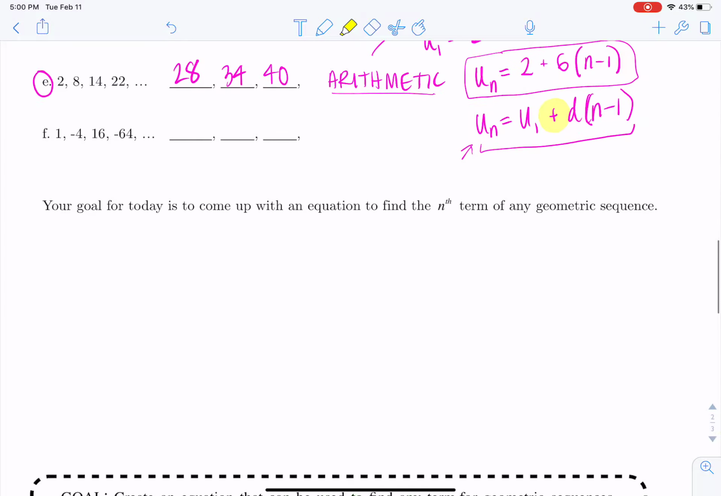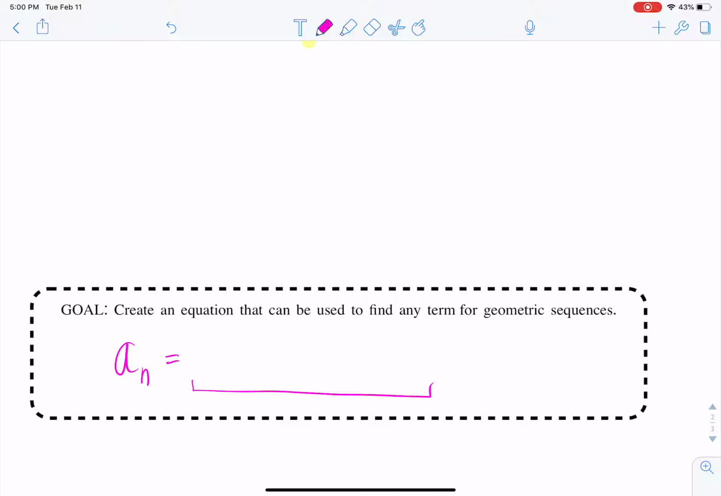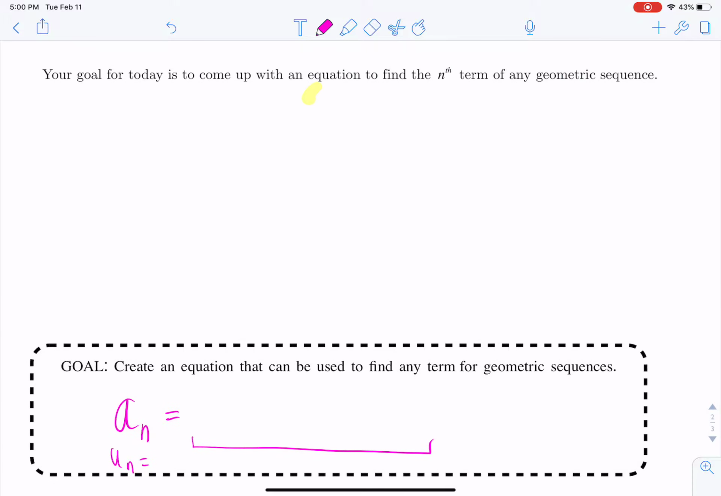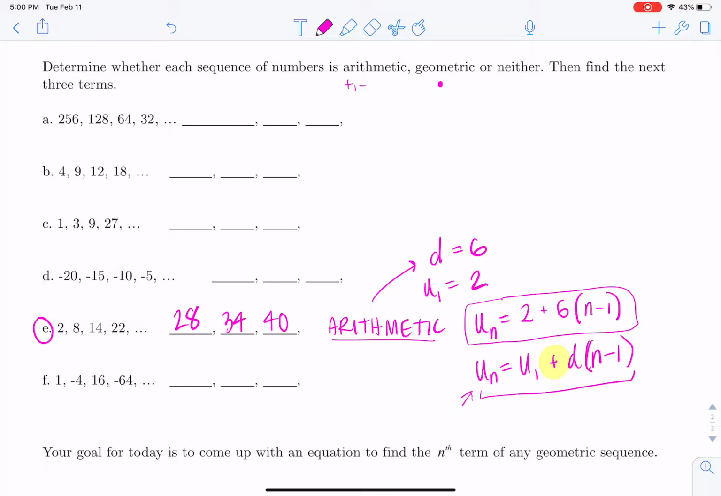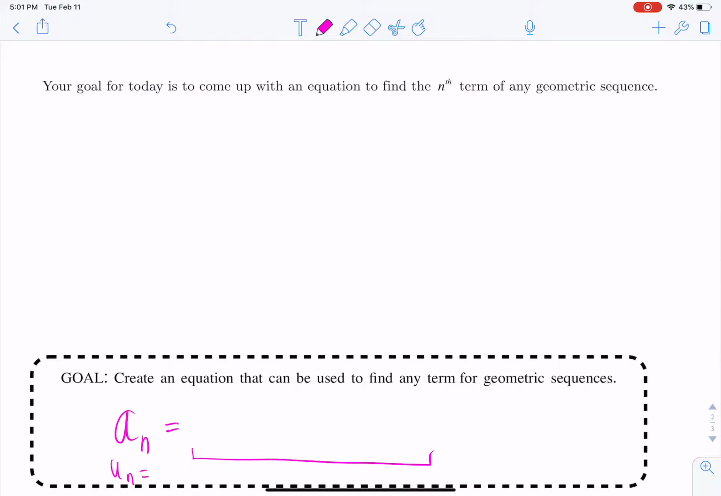Repeated multiplication. So I'm hoping that we can come up with an a of n or a u of n, whichever variable you'd like to work with here. Create an equation that can be used to find any term for these geometric sequences. And when you finish, I have some other problems for you to work on. But your main goal for today is to come up with an equation to find the nth term of any geometric sequence. So if I asked you to find the 5th term or the 65th term, you have an equation that would help you reach that term.